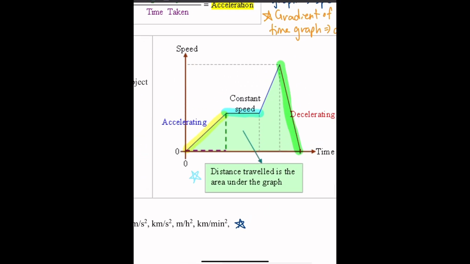Okay? So do note there are few units for acceleration. This depends on the units for the speed and the time given in the graph. Also, one more important thing that you have to know, okay, distance traveled is the area under the graph. I will go through a few questions that need you to calculate the distance traveled of the object. Now let's look at example 3. For examples 1 and 2, please do it on your own and then check the solutions at the end of the video. So for example 3, we are given a speed time graph.